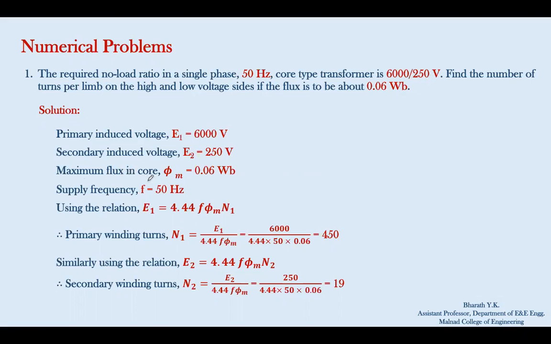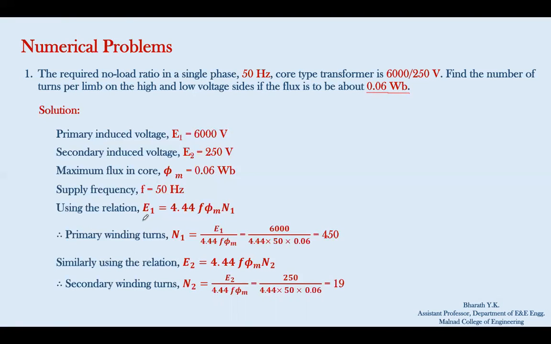The maximum flux in the core is given here, 0.06 Webers. The supply frequency is 50 Hertz. So now we have to use the relation for the EMF induced in the primary of the transformer.